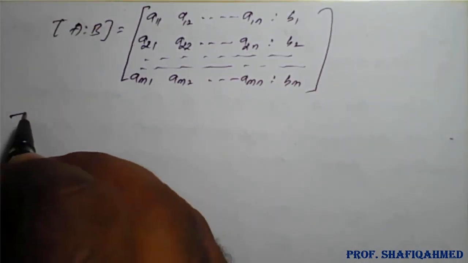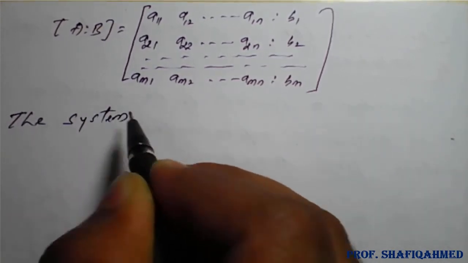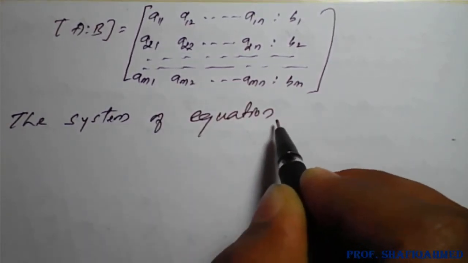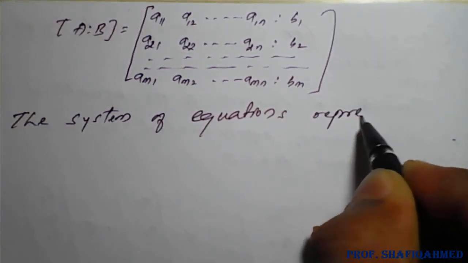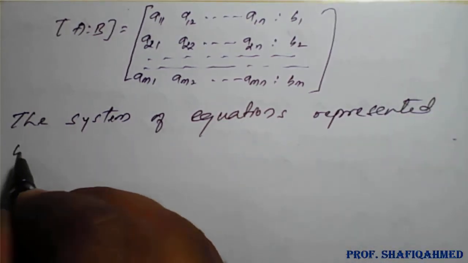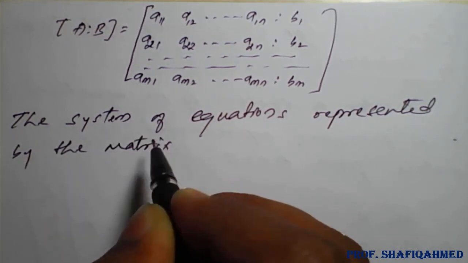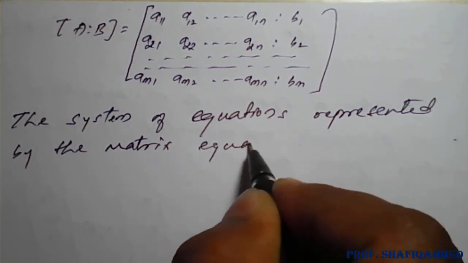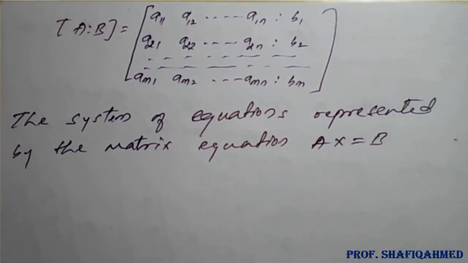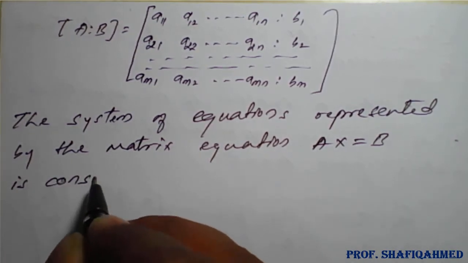Now I can say that the system of equations represented by the matrix equation, that is AX = B, is consistent.